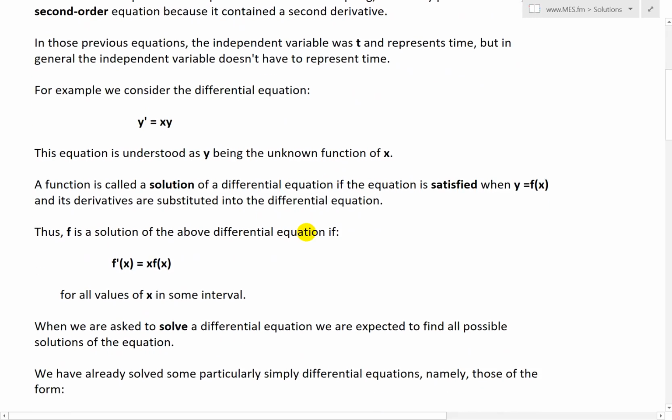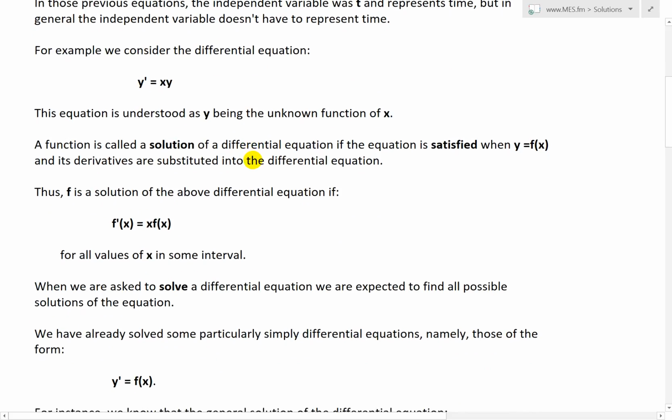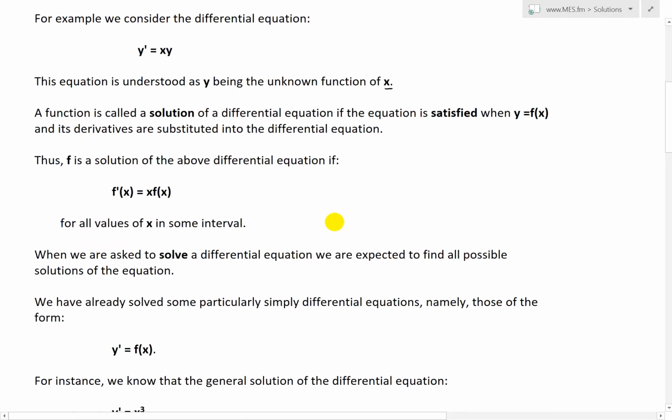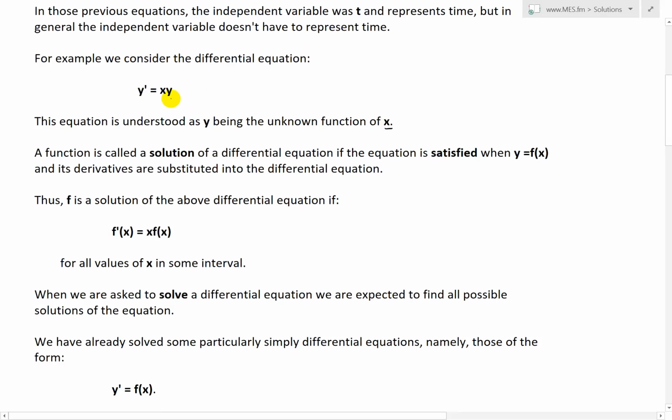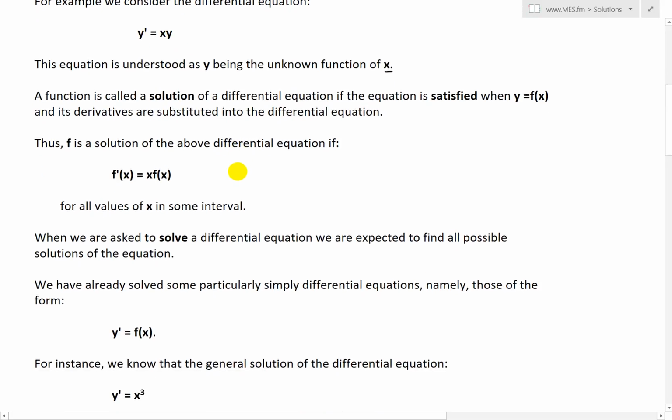For example, we can consider the differential equation right here, y prime equals xy, and in this equation it's understood that y is the unknown function of x, so x is the independent variable, and y is the dependent variable. So this is again an example of a differential equation. You don't need t. It could be x, it could be z, or whatever variable you want, and the y right here is the unknown function, and then the derivative y prime. This one is a first order differential equation.